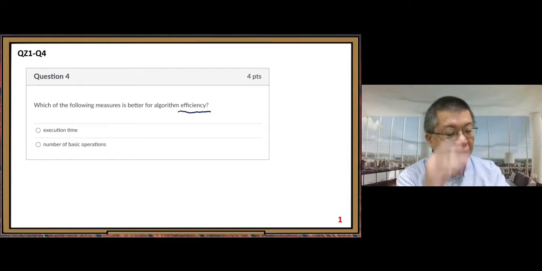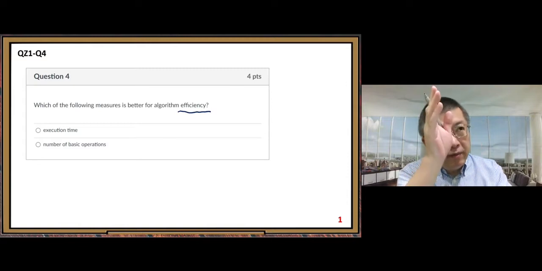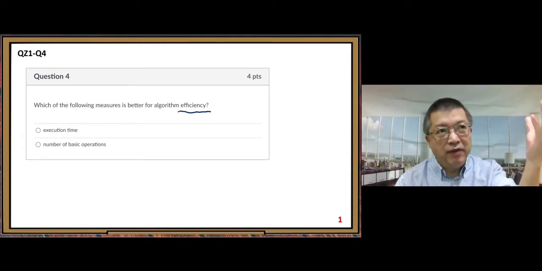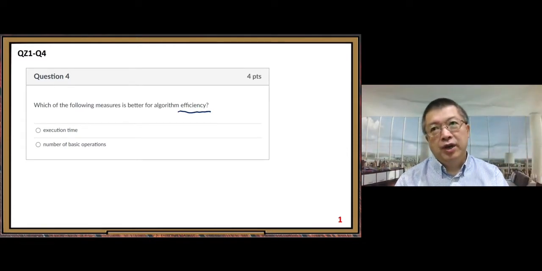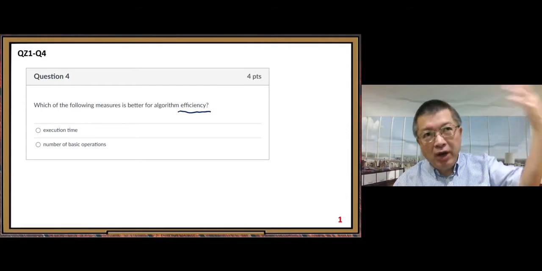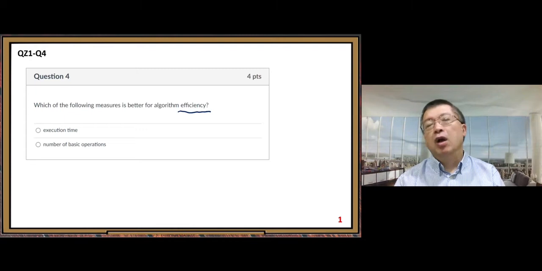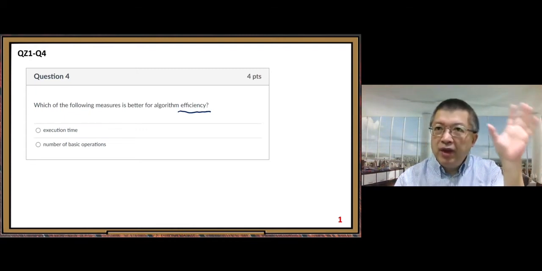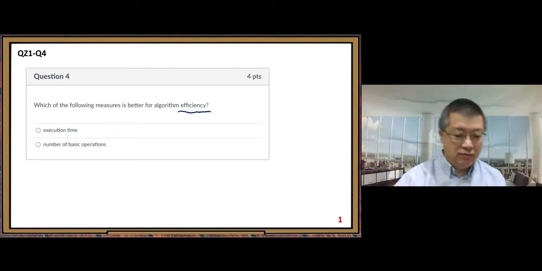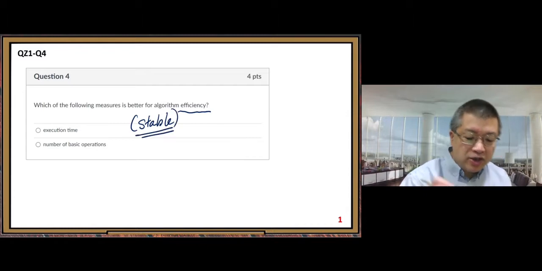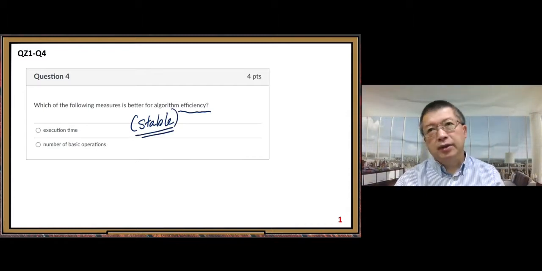Here we are talking about algorithm efficiency measurement. That concept, that issue. So in the lecture, I explain, in order to get a good measure, we want something that is stable. So this is an important property. We need the stability property.